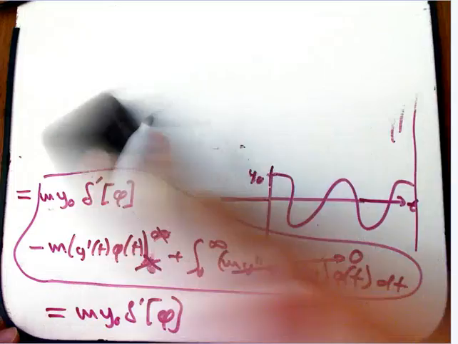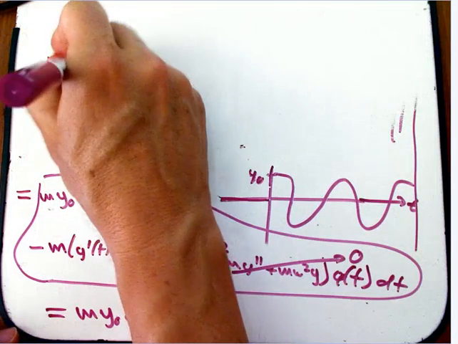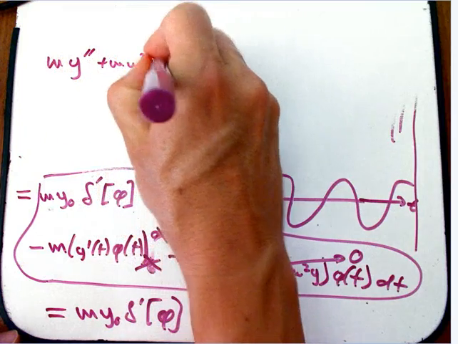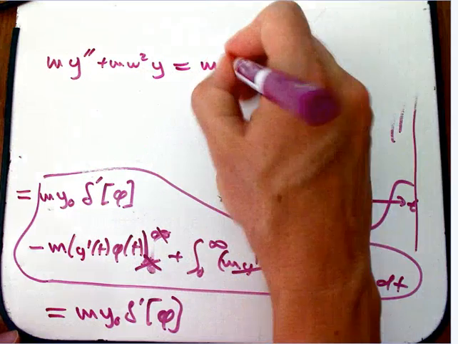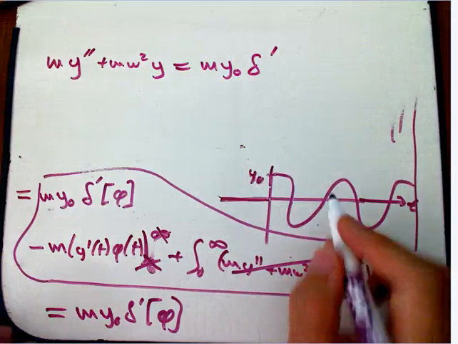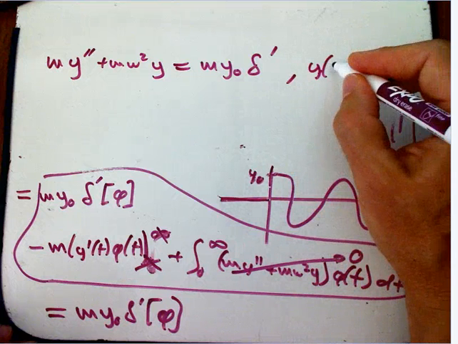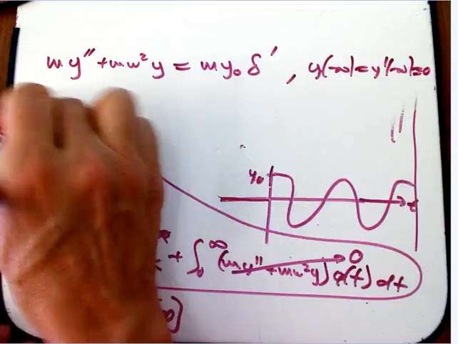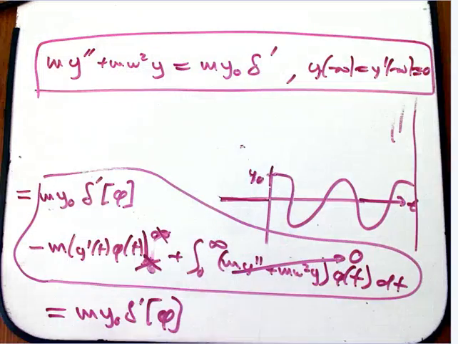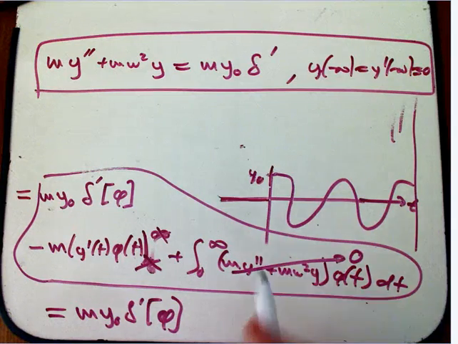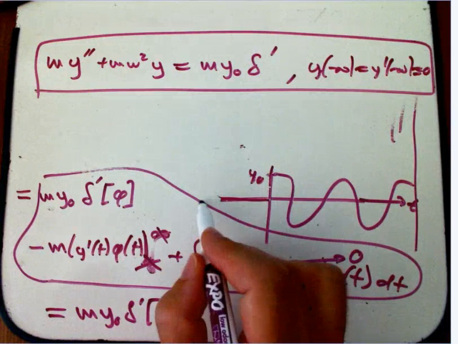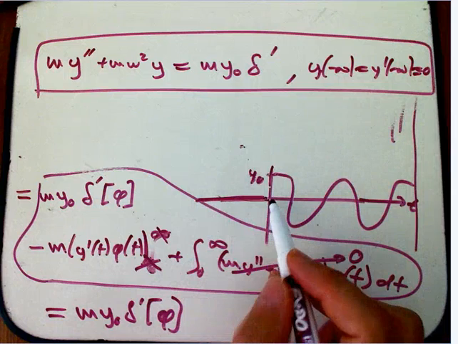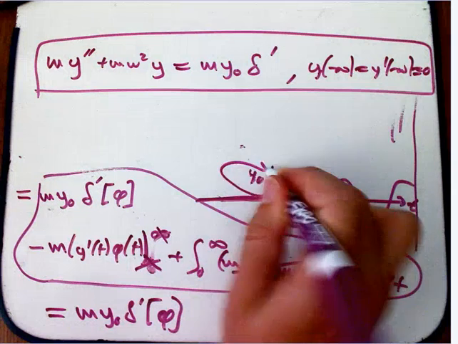So the simple answer, the summary, is that this y is the solution to this problem: my double prime plus m omega squared y is m y naught delta prime. And to make it unique, y of minus infinity and y prime of minus infinity are 0. That is an alternate way of thinking about an initial value problem with initial position. You start out with the homogeneous case, 0, 0, nothing's happening, and then you do something to sort of teleport it. So that might sound a little weird.